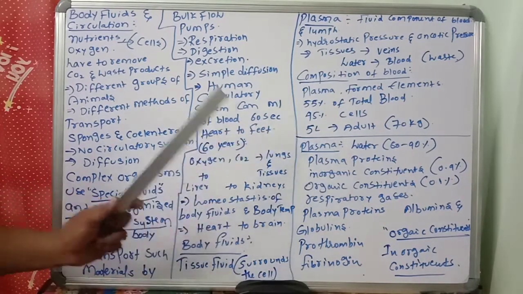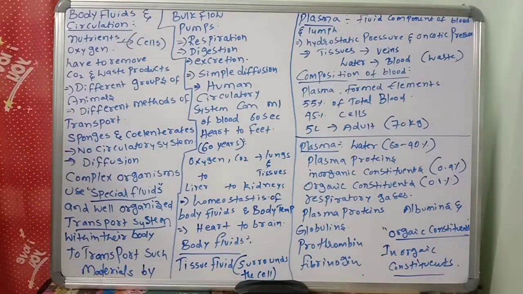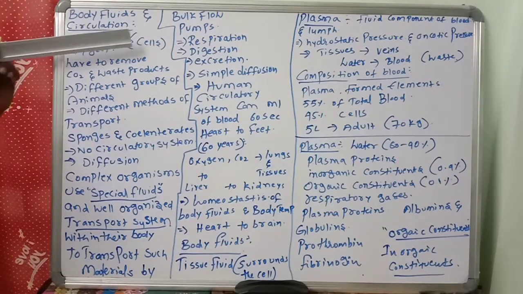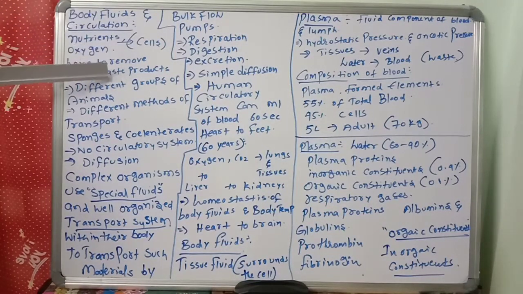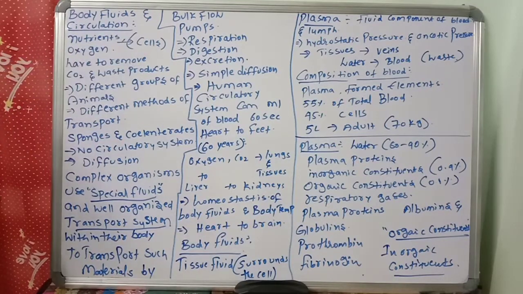Once again, listen carefully, children. Body fluids and circulation. This is very important. Our chapter name is body fluids and circulation, a new chapter. What is the importance of this chapter? It supplies nutrients and oxygen to cells, and removes waste products and carbon dioxide from the cells to the external environment, supplying them to excretory organs, from where they go outside.